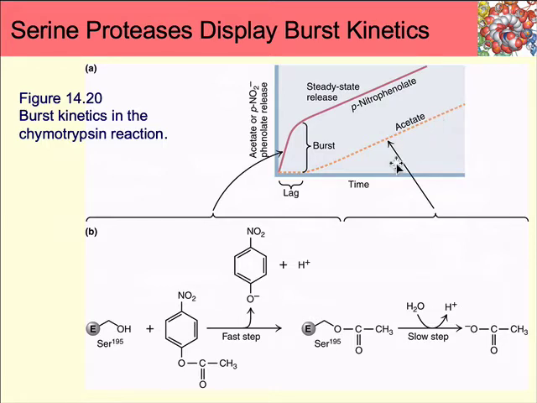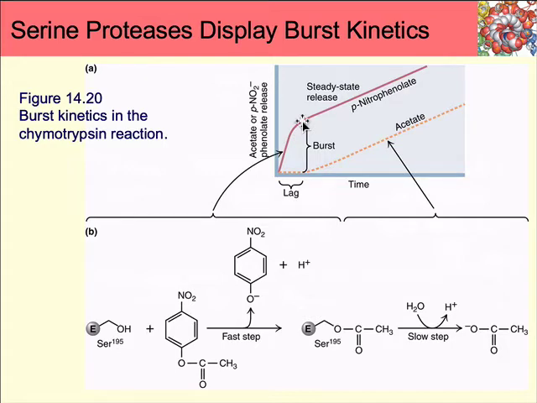What's going on? Let's take a look at the mechanism and we can sort this out. Here's the serine hydroxyl in the active site of the chymotrypsin. Here's the paranitrophenylacetate. And the first step in the reaction is the release of the paranitrophenolate, which leaves a covalent enzyme substrate intermediate. When the serine hydroxyl attacks this carbonyl carbon, it forms this covalent bond between the acetate and the serine, and it releases the paranitrophenolate as the first product.